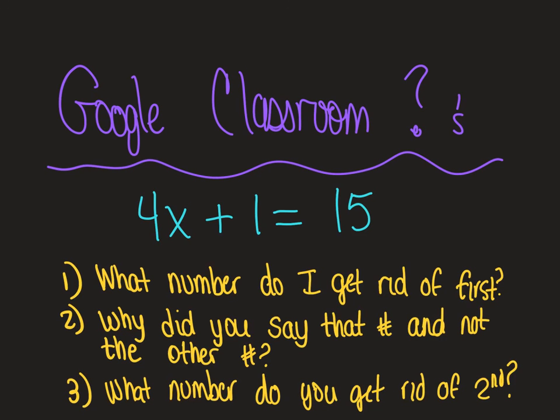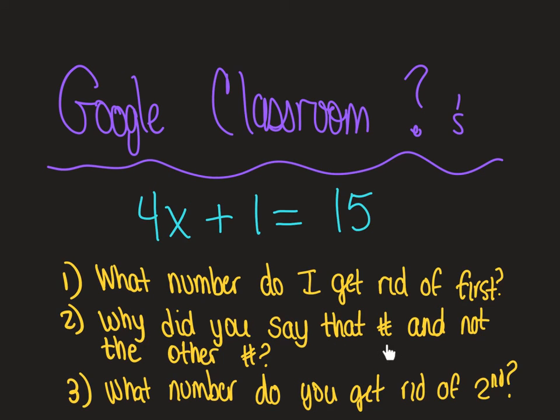All right, here's your Google Classroom questions. If I have this equation, 4x plus 1 is equal to 15, question 1, type in what number do I get rid of first? What number am I going to get rid of first? Hint, hint, it's either 4 or 1.